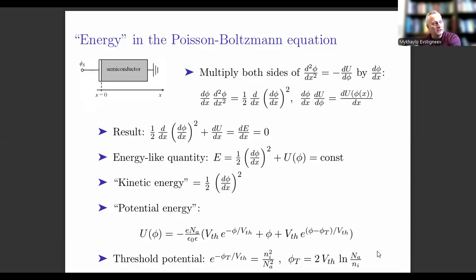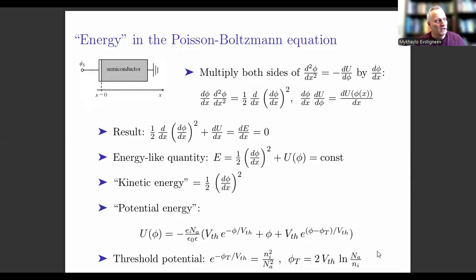The physical meaning of the threshold potential is that when the surface potential has this value φ_t, the threshold value, then the concentration of minority electrons at the surface at x equals 0 will become equal to the concentration of majority holes far away from the surface, in the bulk of the material.